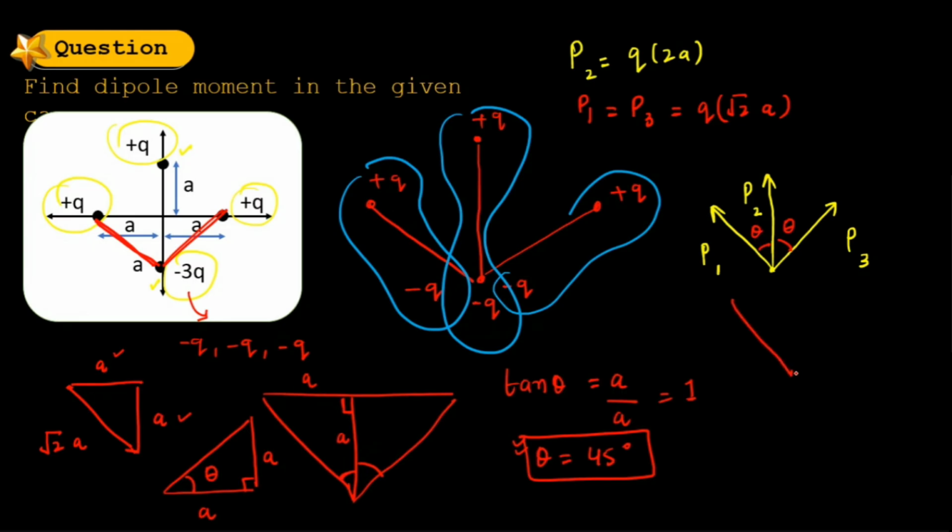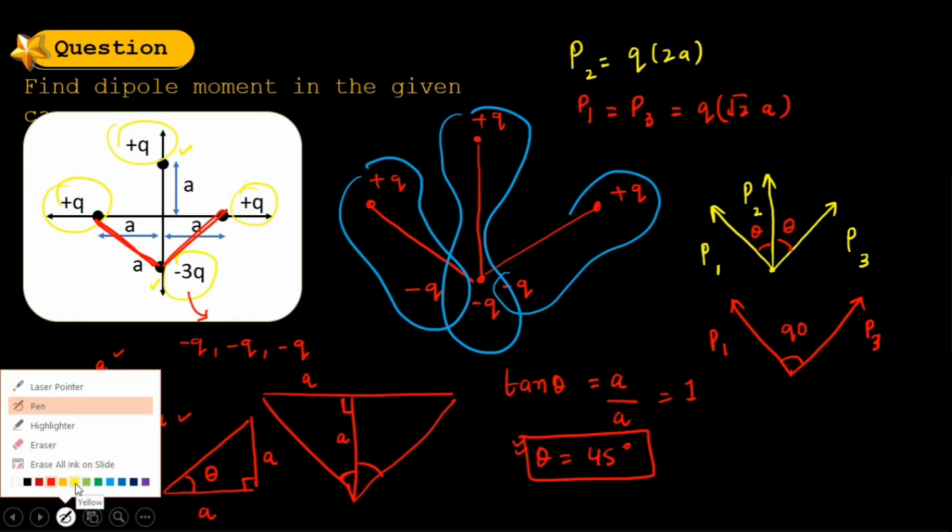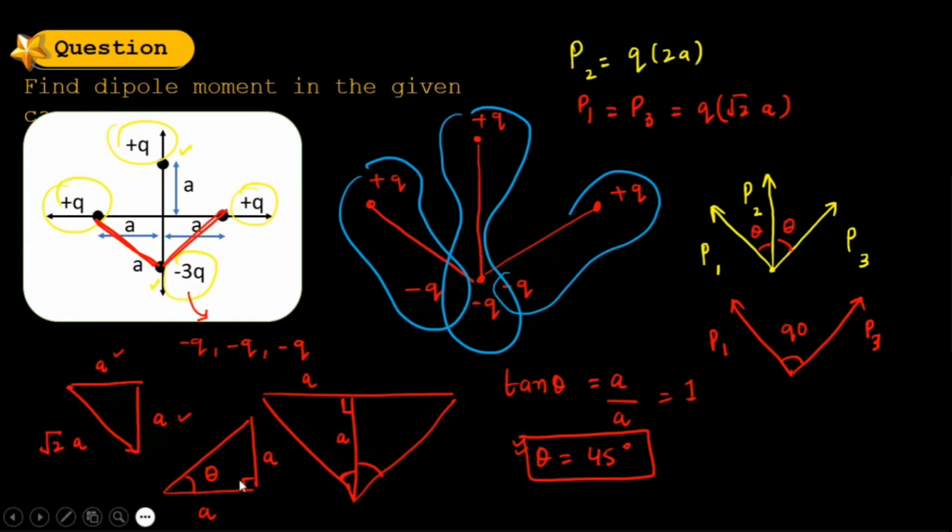But what about the whole angle between these two? It is going to be 90 degrees. P1 and P3, which have the same dipole moment, have an angle of 90 degrees between them. So we are finding the resultant of these two dipoles. It is going to be a little tricky. Let us try to understand it properly. Here we have seen that there is one dipole and two different dipoles as well, separated by 90 degrees. This is P1, this is P3, and this is P2.